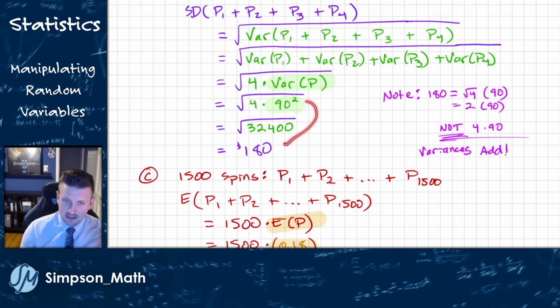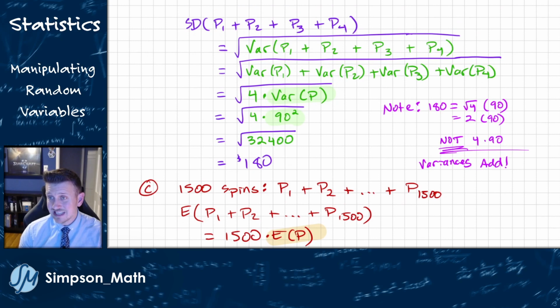Then honestly, I would probably just jump from here to the square root because the problem's not asking for the variance. So I don't care that the variance is 32,400. I just want the standard deviation. So I'm going to square root that and I end up with a nice 180, because this ends up being a perfect square because both of these are perfect squares. Note, it is not 4 times 90.